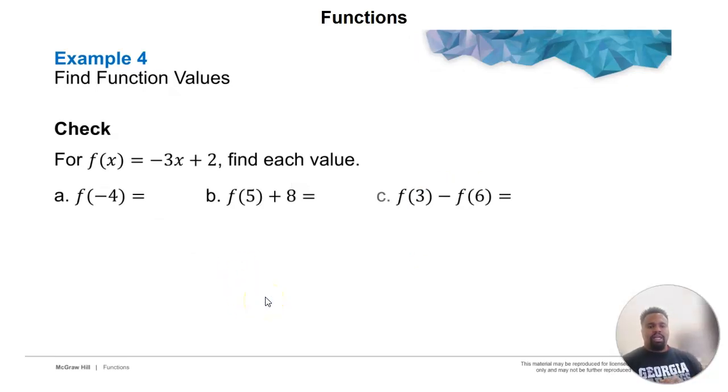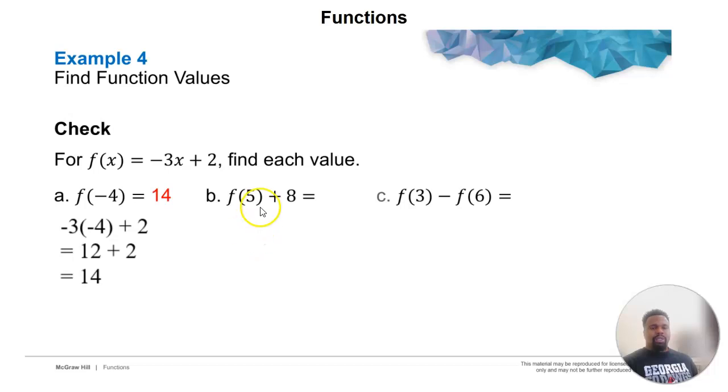All right, let's take a look at these. Let's try to see if we can apply these here. So this is our function, -3x plus 2, and we want to find the value. So for A, we're just substituting -4 into our function. So we're going to have -3 times -4 plus 2. All right, -3 times -4 is 12. 12 plus 2, that's going to give you 14. So 14 is the answer.